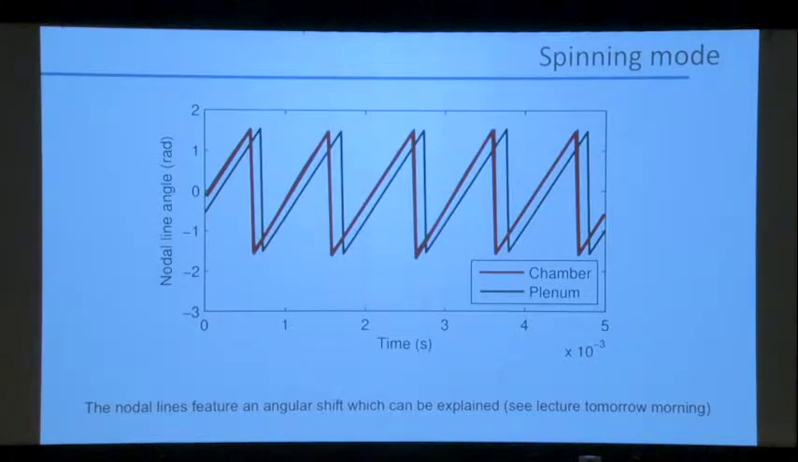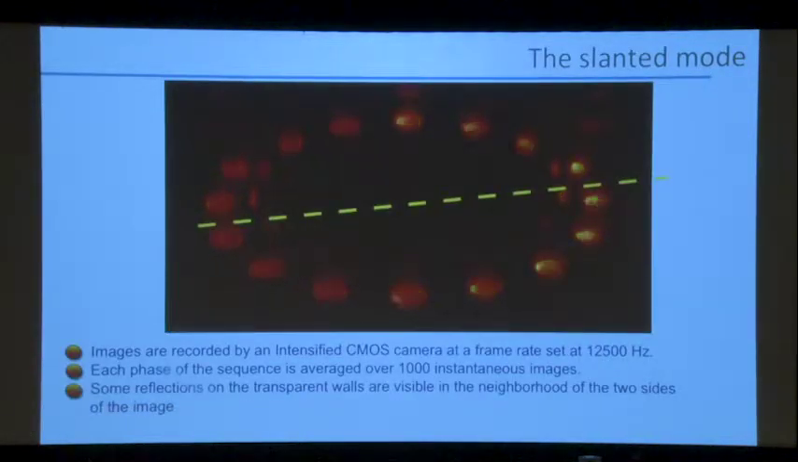And this is explained in a paper. We explained that in one of these papers that we published. The explanation is that the flame itself introduces a phase, and as a consequence, the nodal lines are not exactly the same in the plenum and in the chamber.